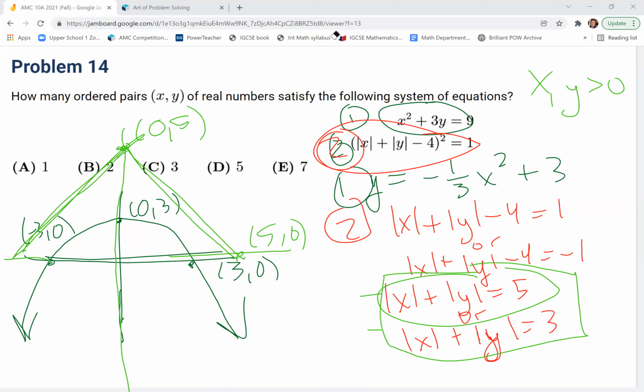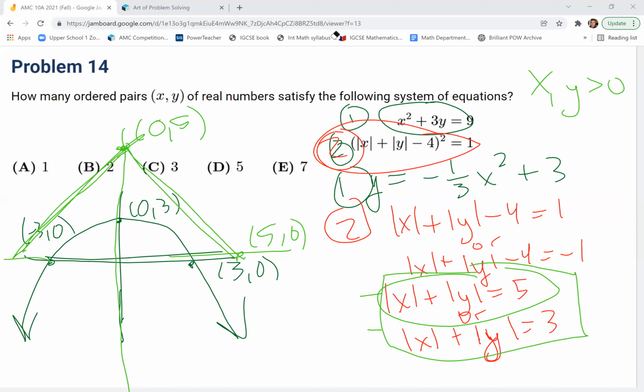What about when x and y are both negative? Well, then you have -x minus y equals 5, which means y equals -x minus 5. -x minus 5 looks like this, right? And what about when x is positive but y is negative? You have x minus y is 5, or y equals x minus 5, which is going to look like this, right?